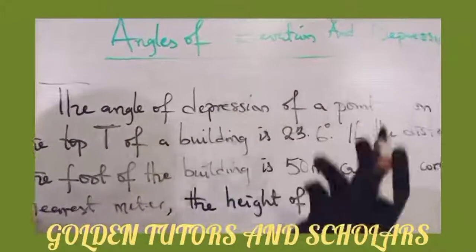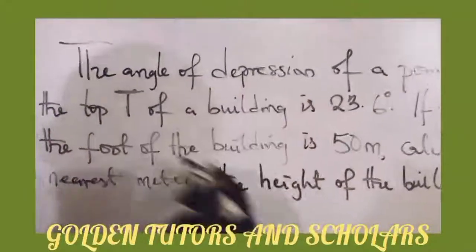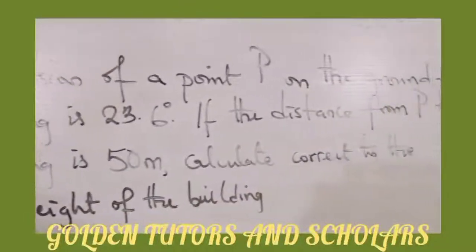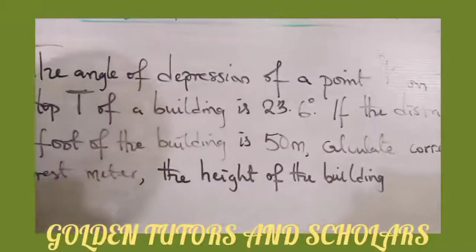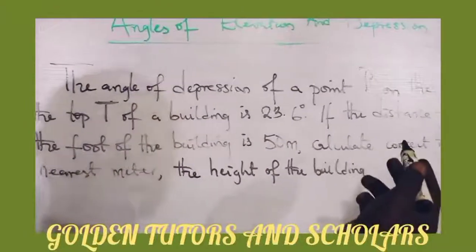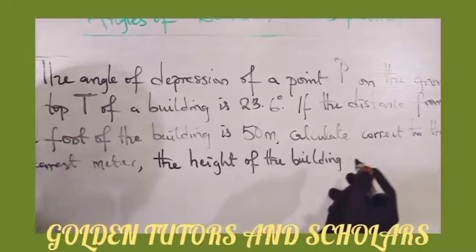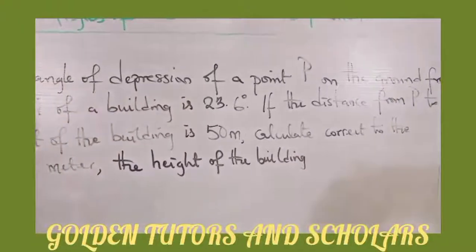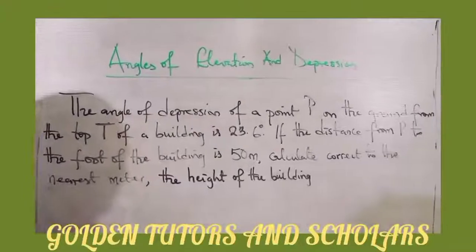Just to buttress how we can solve problems of this nature. The angle of depression of a point P on the ground from the top T of a building is 23.6 degrees. If the distance from P to the foot of the building is 50 meters, calculate correct to the nearest meter the height of the building. Now, this question is a question on angle of depression.